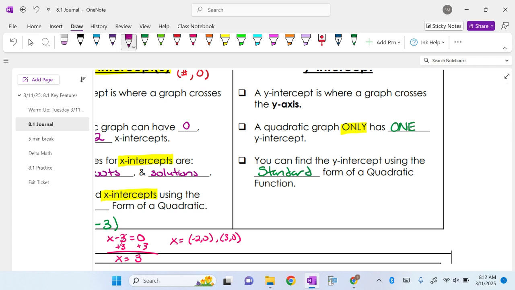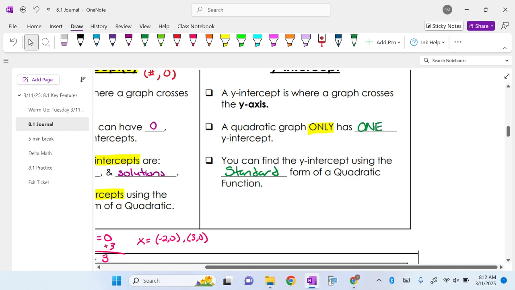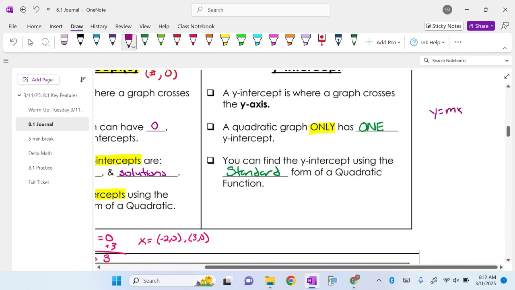The way we find that is very similar to when we did y equals mx plus b. Remember that? That's a linear function. What was the y-intercept in y equals mx plus b? What value, this is review, or what letter gave you the y-intercept for y equals mx plus b? That's slope-intercept form, by the way.